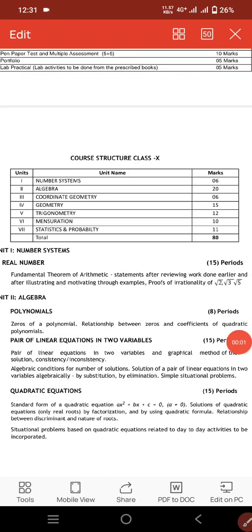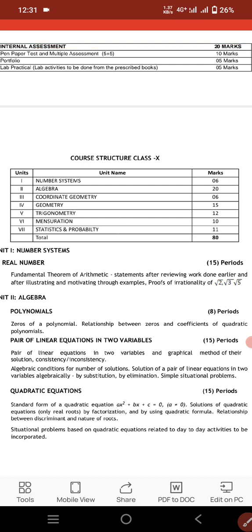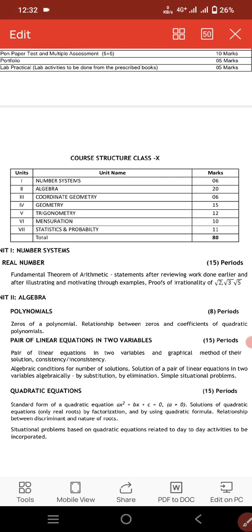Hi students, today we are going to see the NCERT Grade 10 Mathematics 2023-24 syllabus. We have number systems, algebra, coordinate geometry, trigonometry, mensuration, statistics and probability. In number systems we have 6 marks, algebra 20 marks, coordinate geometry 6 marks, geometry 15 marks, trigonometry 12 marks, mensuration 10 marks, statistics and probability 11 marks. Totally we have 80 marks.